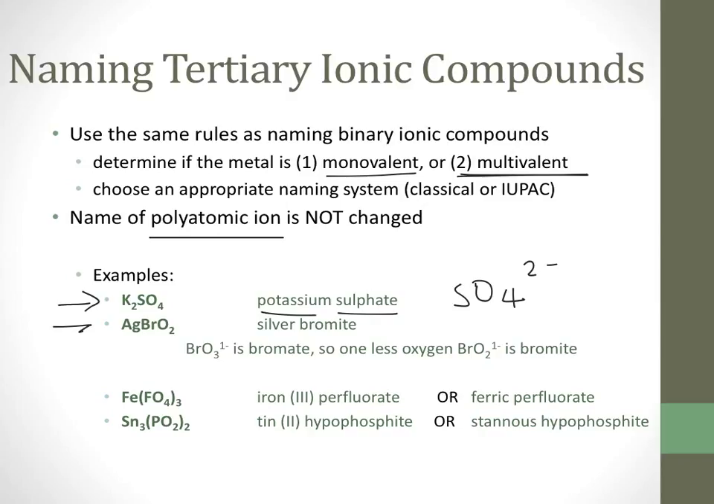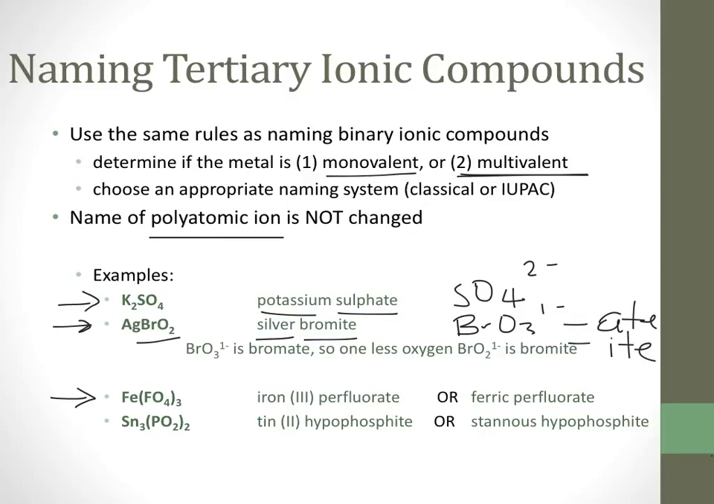In the second example, we have another monovalent metal, silver, and a polyatomic ion that is based on the familiar one, bromate. However, in this example, we can see we have 1 fewer oxygen atom, and therefore we have to adjust the name of bromate to bromite, and hence the name of this compound will be silver bromite.